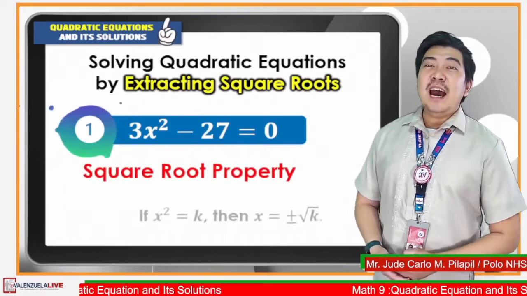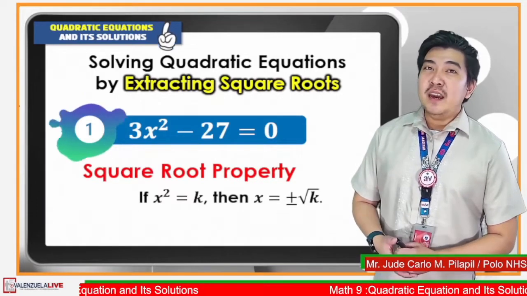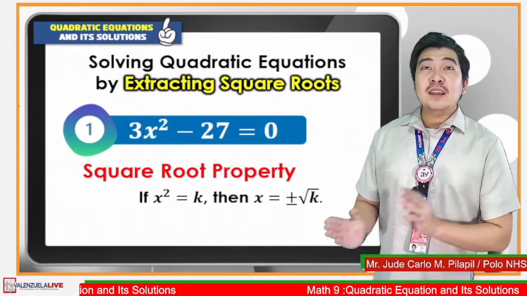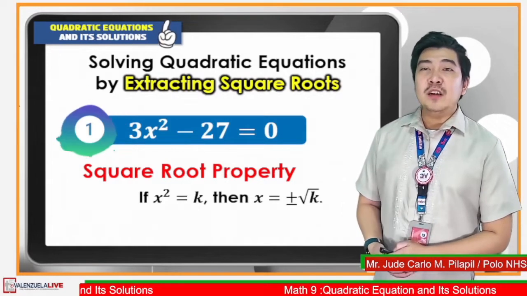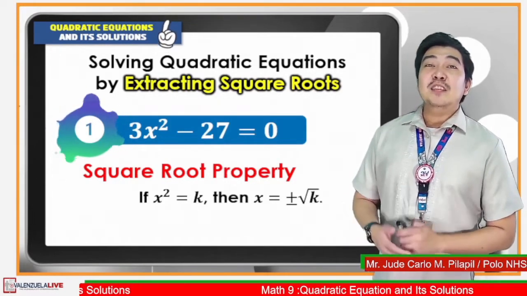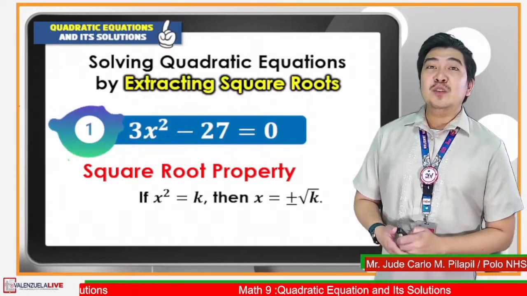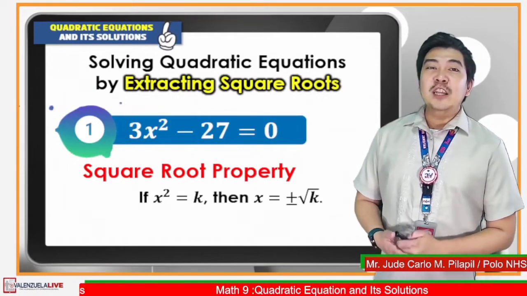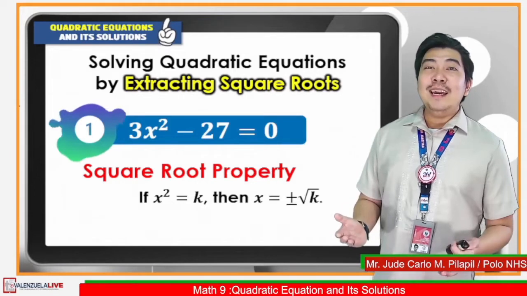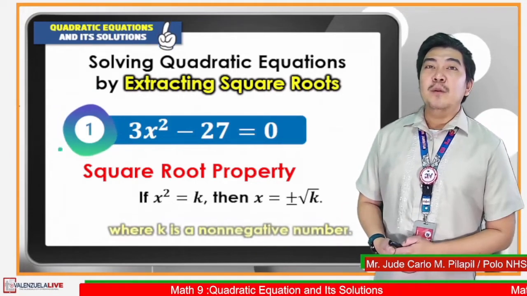It states that if x squared is equal to k, then if we are going to extract the square roots of both sides of the equation, it will be x is equal to the positive negative square root of k, where k is a non-negative number or k is greater than or equal to 0.